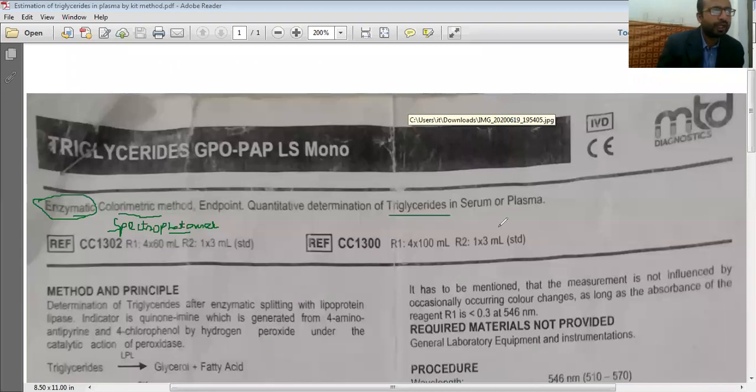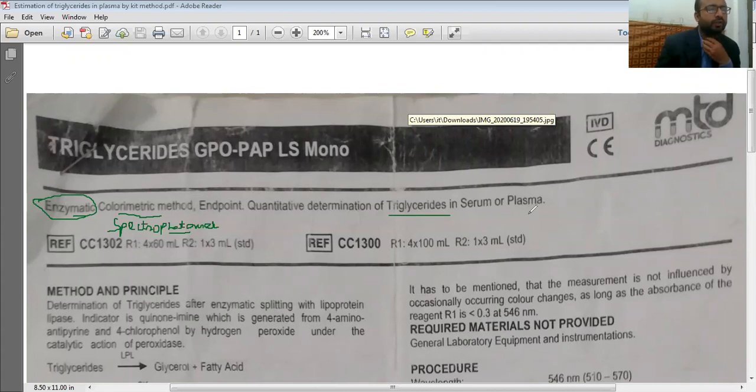And whenever we are performing these clinical tests, triglyceride estimation is included in the blood profile. When we take the blood profile, it has different biochemical tests of the blood. One of them is estimation of triglycerides. And we know that triglycerides are fats, and these are present in the serum or plasma.